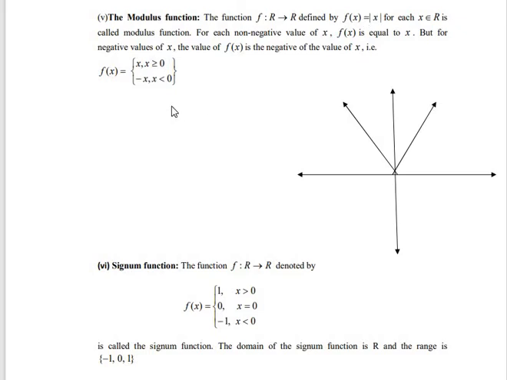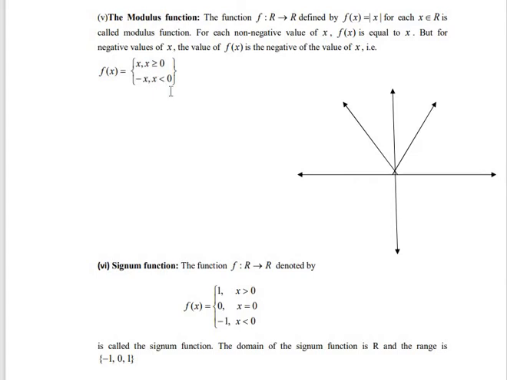Now if you want to elaborate this, you will write that f of x is equal to x when x is greater than or equal to 0. That means for x equal to 2, the modulus of 2 is 2. For x equal to 0, f of x is equal to 0. If x is equal to 10, then f of 10 is equal to 10. And for the second part, if x is less than 0, that means x is a negative number, then modulus of x is equal to minus of x.